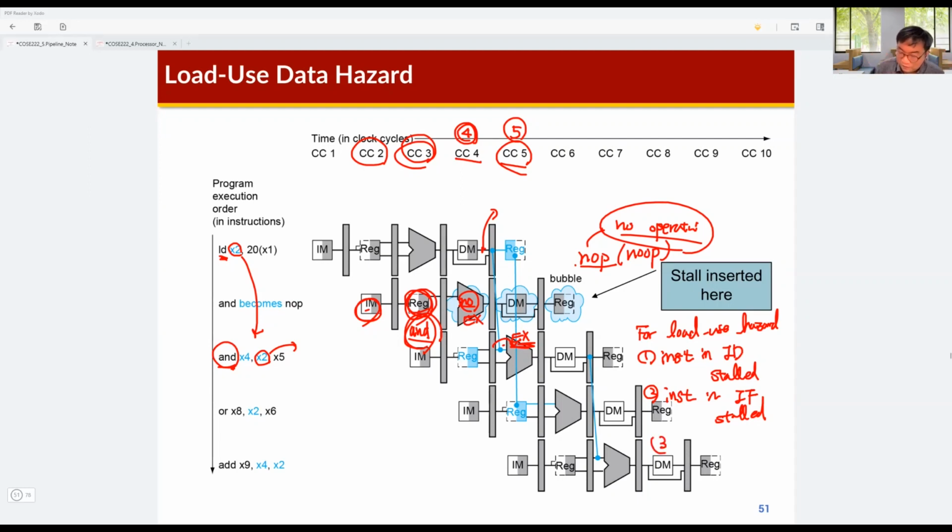But another operation is that a no operation, or bubble, needs to fill the EX stage. So these are the required operations for pipeline stalls caused by the load-use data hazard. So this operation should also be implemented. So how can you implement it?